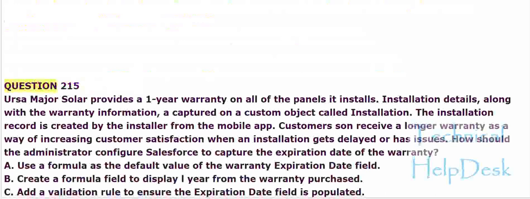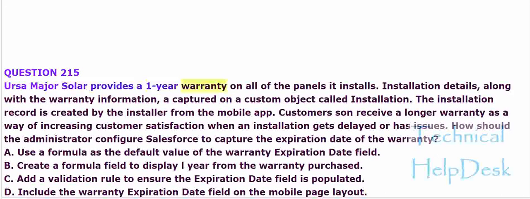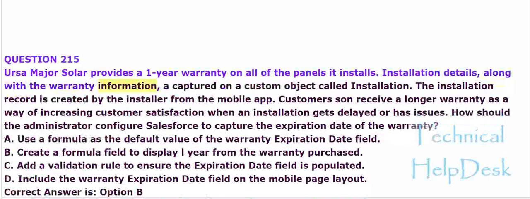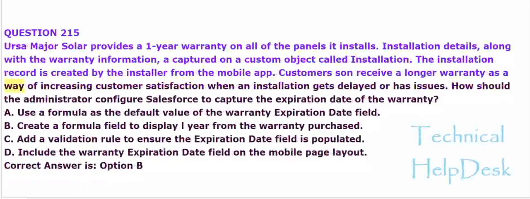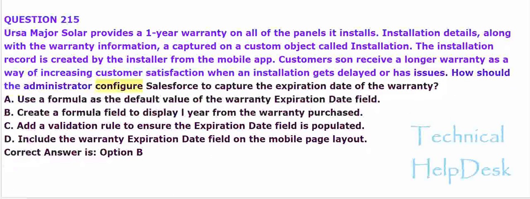Question 215. Ursa Major Solar provides a 1-year warranty on all of the panels it installs. Installation details, along with the warranty information, are captured on a custom object called Installation. The installation record is created by the installer from the mobile app. Customers sometimes receive a longer warranty as a way of increasing customer satisfaction when an installation gets delayed or has issues. How should the administrator configure Salesforce to capture the expiration date of the warranty?